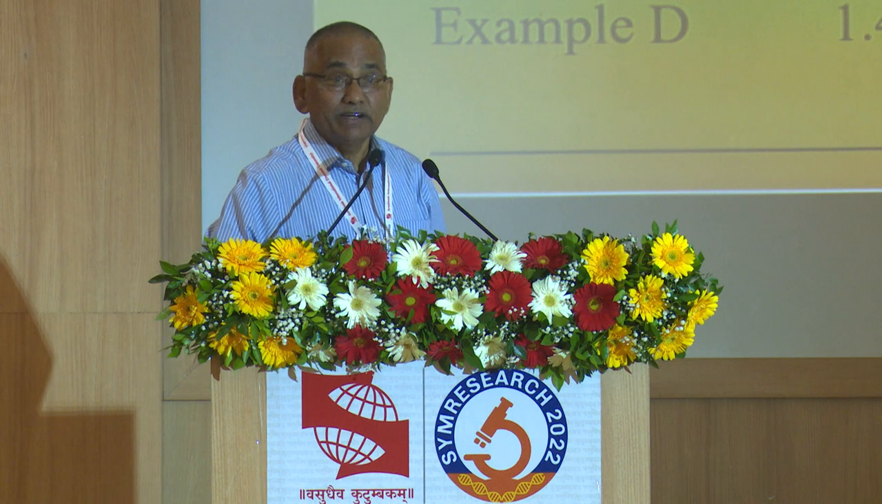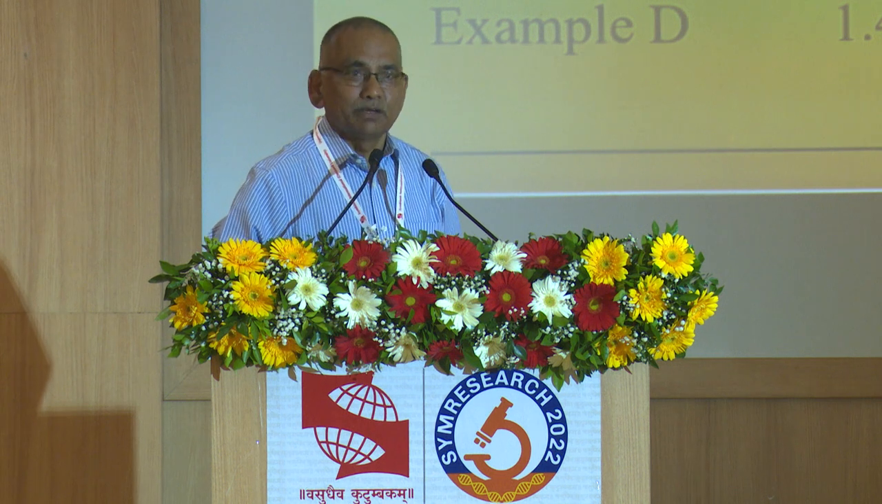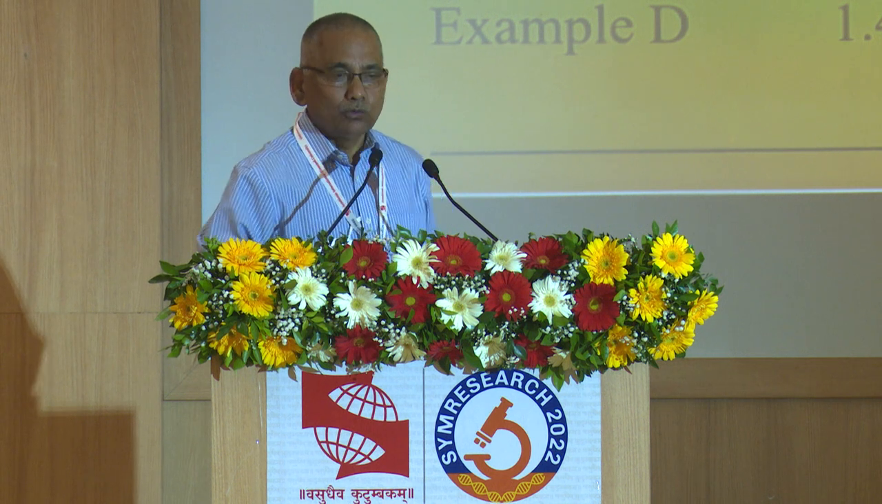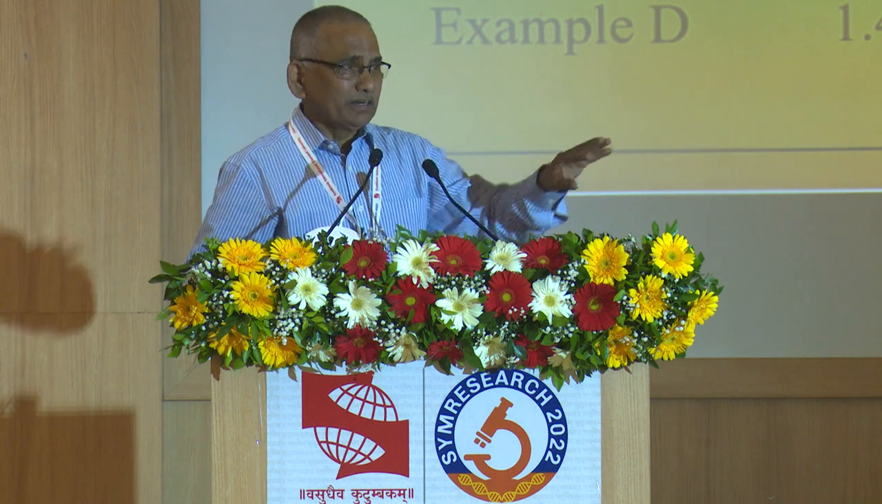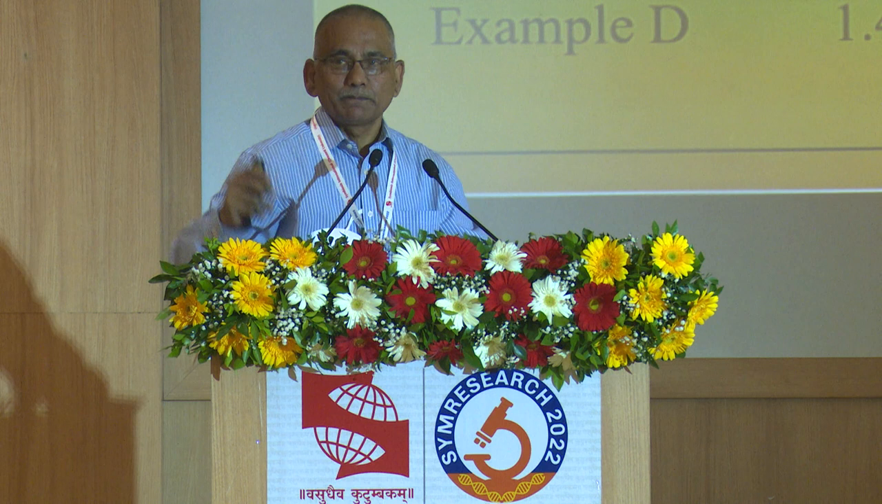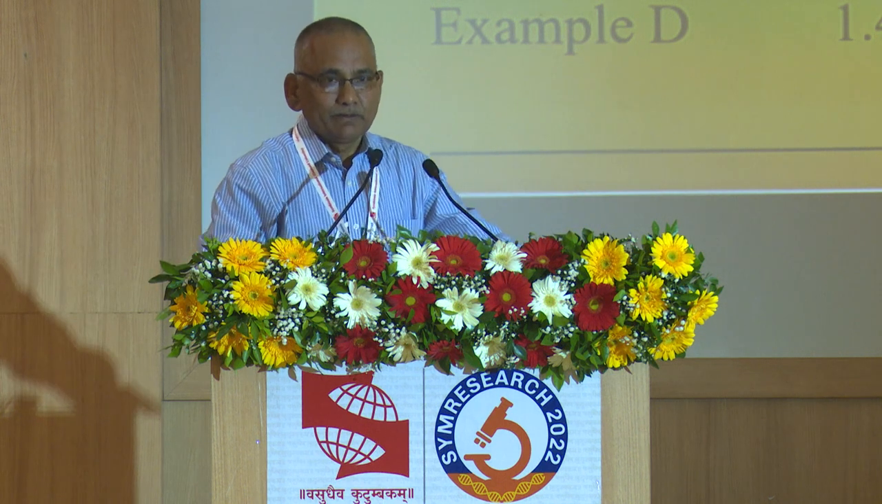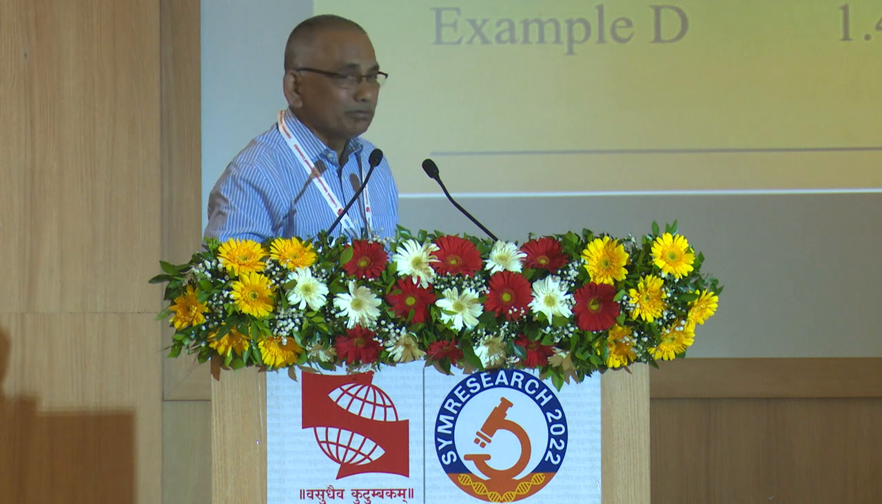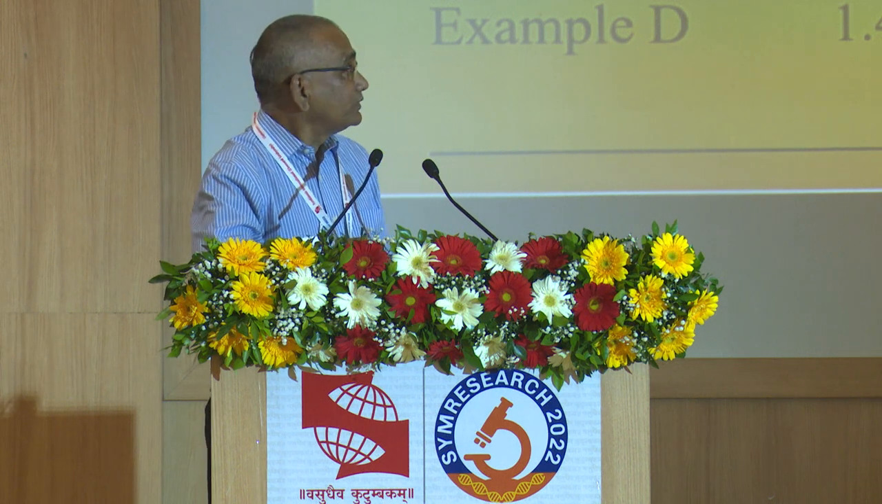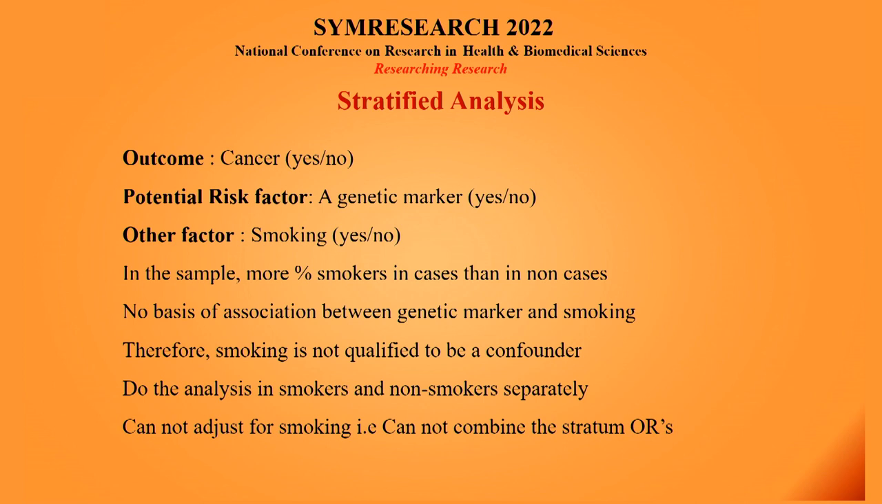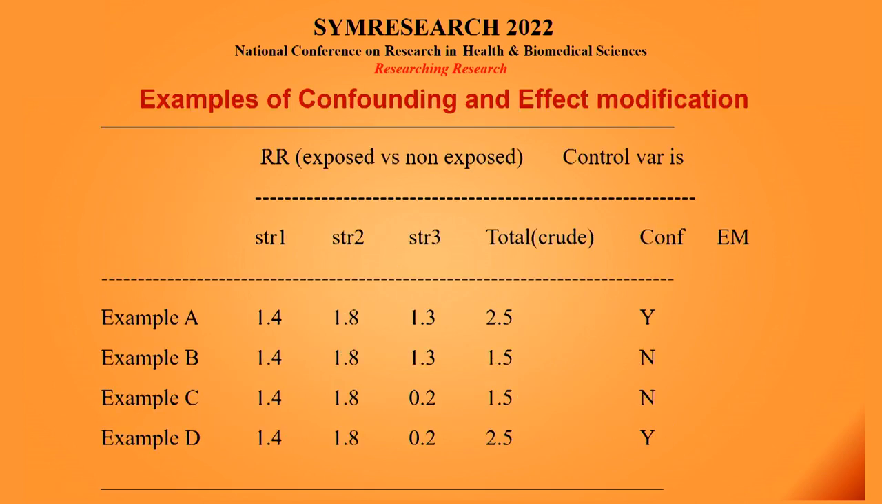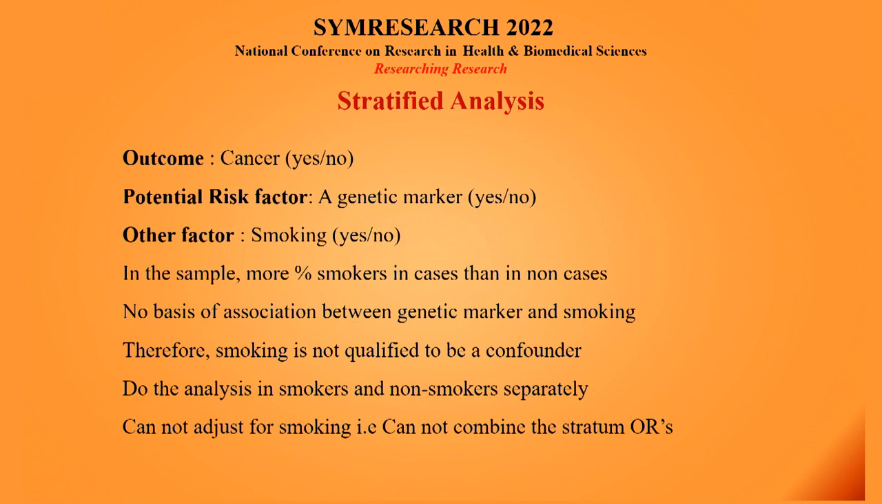Whenever your variable is an effect modifier, do not use any statistical method to deal with it. You do stratified analysis. You see the relationship in this stratum, and you see the relationship in this one. You don't adjust for it. Then your question of confounding becomes only academic. So this is what it is. And when it is not an effect modifier, then you use regression methods.